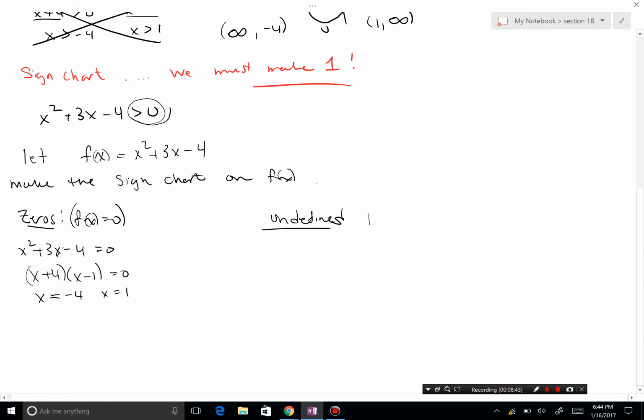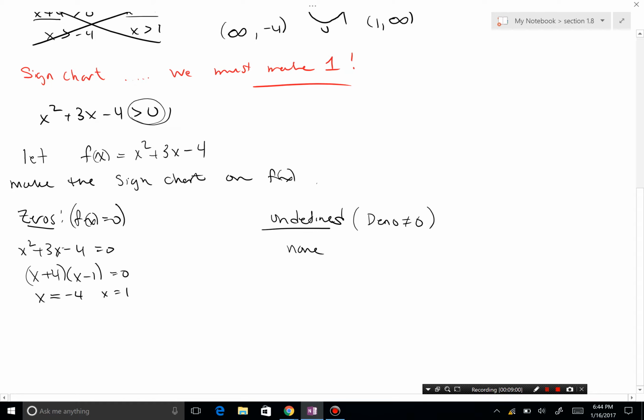Undefineds happen the same way if you have a denominator, right? If there's a number that can make the denominator 0, then we can't have it. It crashes our system. So do we have a denominator? So can f of x ever be undefined? Well, there's no denominator, so I don't have none in this case. Could I have some? Potentially, yes.